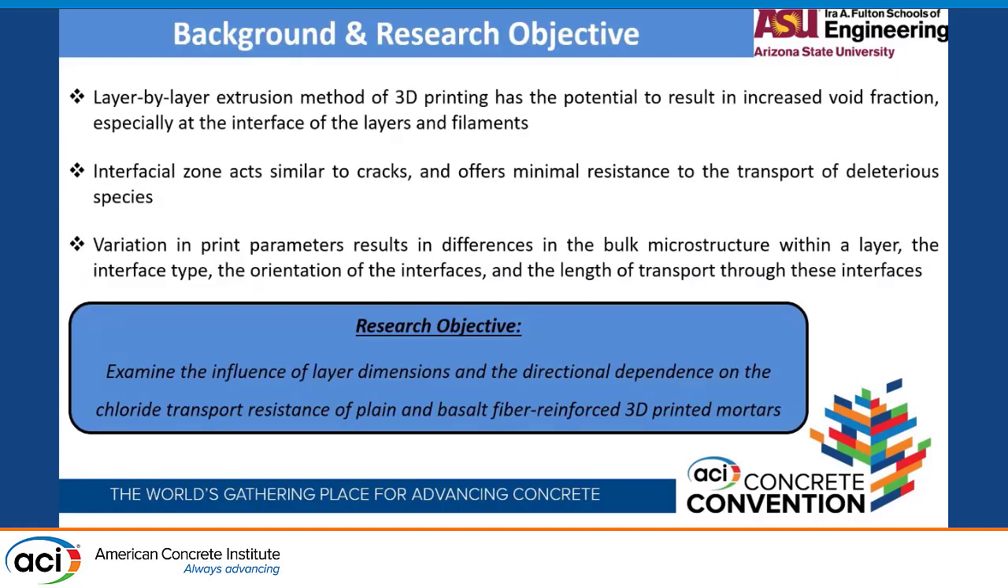But 3D printing introduces several interfaces in our structure, and we refer to them as interlayer between two layers in the vertical section and interfilament in the horizontal section. These interfaces play an important role in the properties of the 3D printed structure as they affect their mechanical as well as durability properties. It has a role in producing an anisotropic character in the 3D printed structures. The variation in various print parameters such as printing speed, layer height, layer width, and layer dimensions, and orientation of interfaces play a role in the interface type as well as the final performance characteristics.